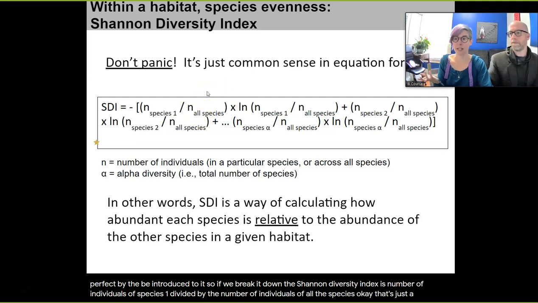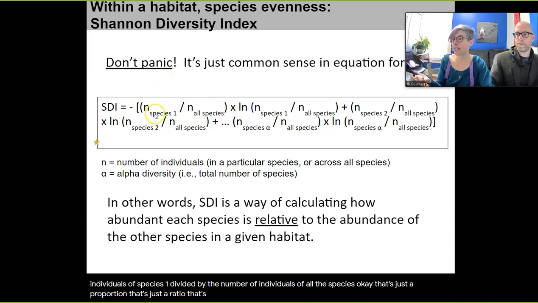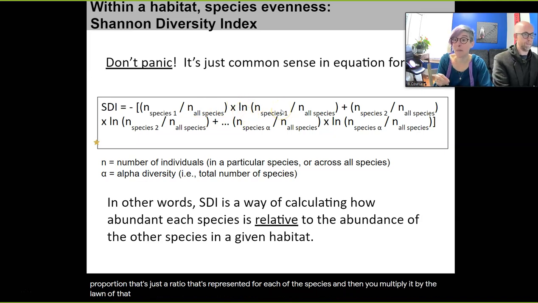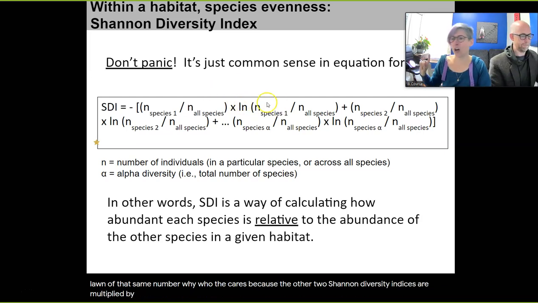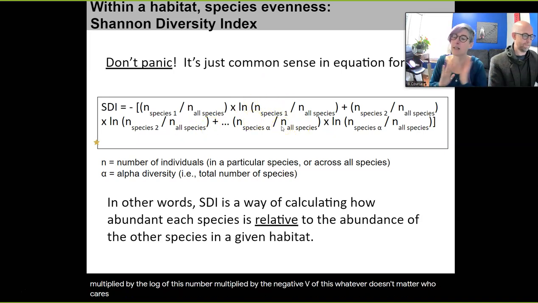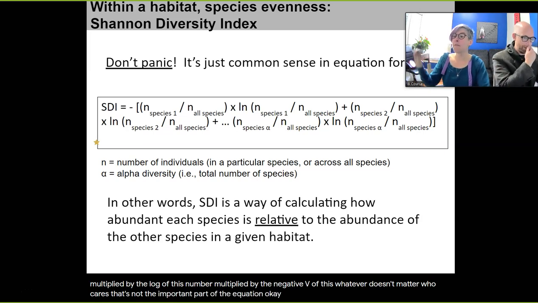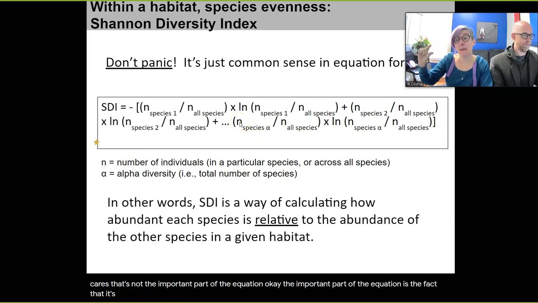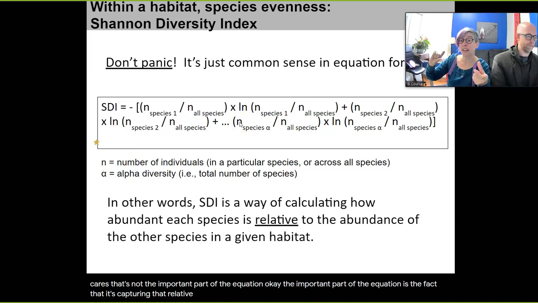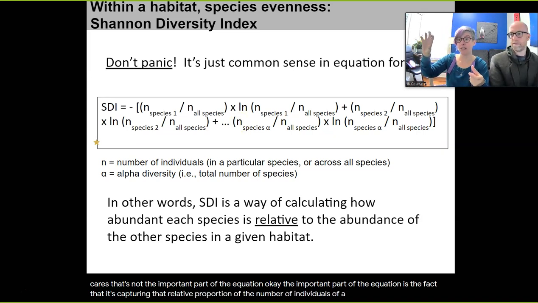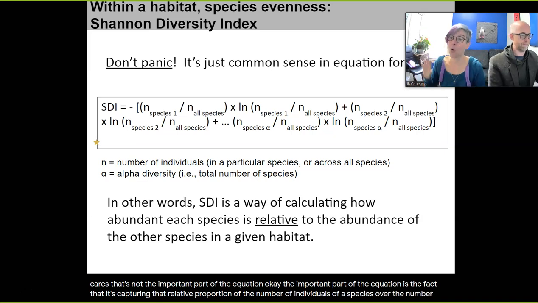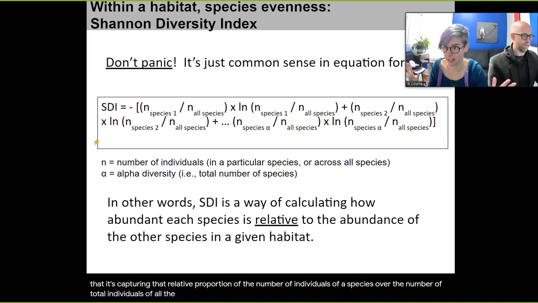Okay, that's just a proportion. That's just a ratio that's represented for each of the species. And then you multiply it by the ln of that same number. Why? Who cares? Because the other two Shannon Diversity Indices multiply by the log of this number, multiply by the negative E of this, whatever. It doesn't matter. That's not the important part of the equation, okay? The important part of the equation is the fact that it's capturing that relative proportion of the number of individuals of a species over the number of total individuals of all the species, okay?